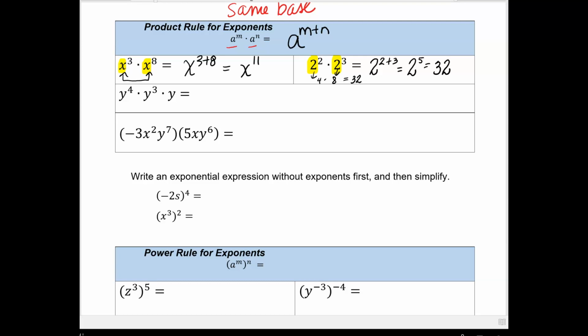Next, we have y to the 4th times y to the 3rd times y to the 1. So, very important to point out, we have the same base, so we can add the exponents. The exponents are 4, 3, and the 1 is understood for the last exponent. So that's important that you know the 1 is understood.